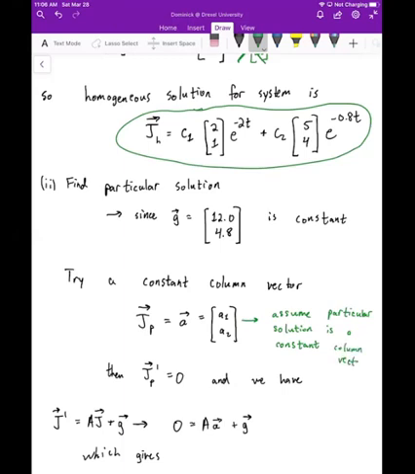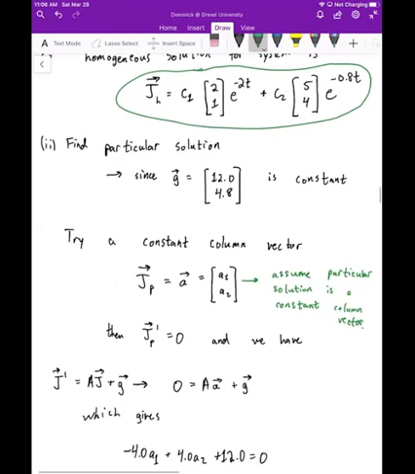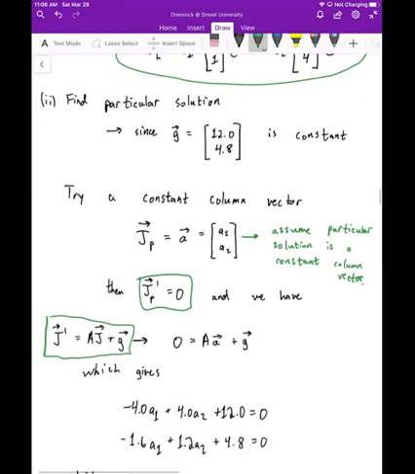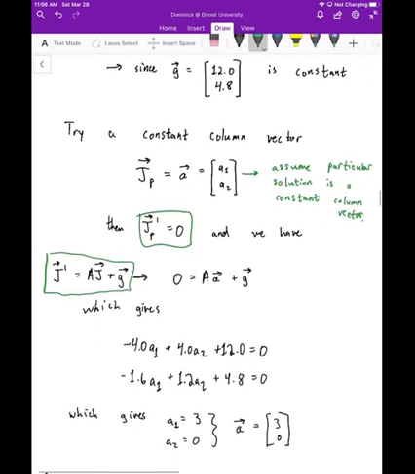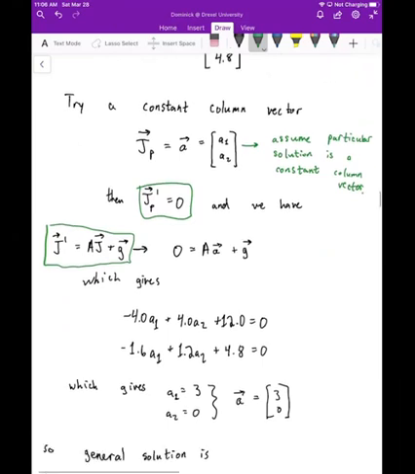All right, and now the nice thing about that is that if you take that derivative, then you get a 0, right? So now your system that we had before, J' = AJ + G, is going to become 0 on the left-hand side, because that's your derivative, is equal to your coefficient matrix A times a constant column vector a, plus your non-homogeneous non-zero G vector.